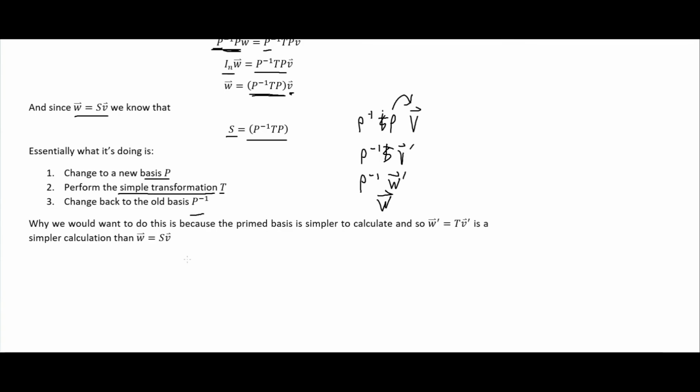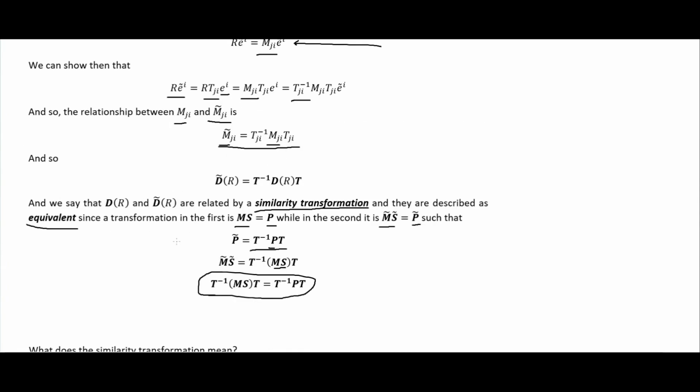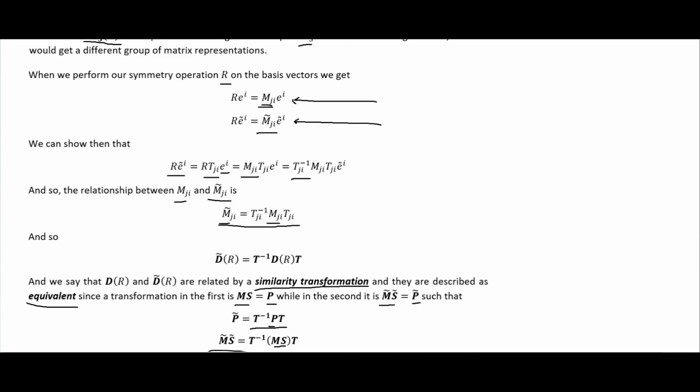But what we were showing up here is just that this similarity transformation is telling us how we can go from one matrix representation of our group to a different matrix representation of our group.